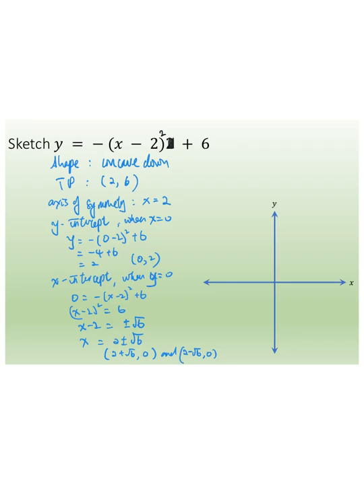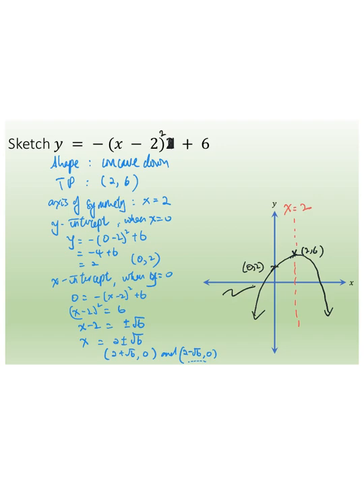Now, you should really look at this point here, 2 minus square root of 6. Square root of 6 is actually bigger than 2. Therefore, this is on the negative x-axis. So, let's start sketching with the axis of symmetry, x equals 2. And then the turning point is (2, 6). You know that the y-intercept is (0, 2), and sketching.